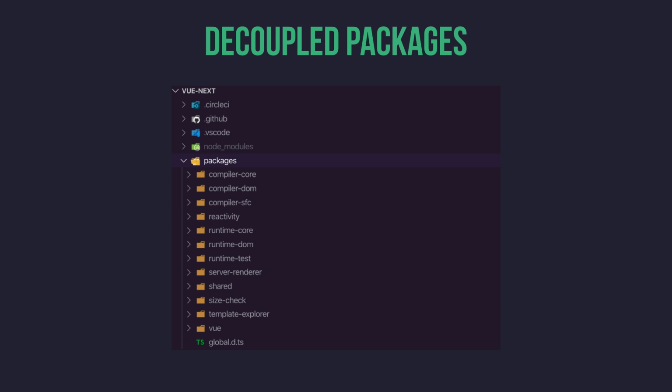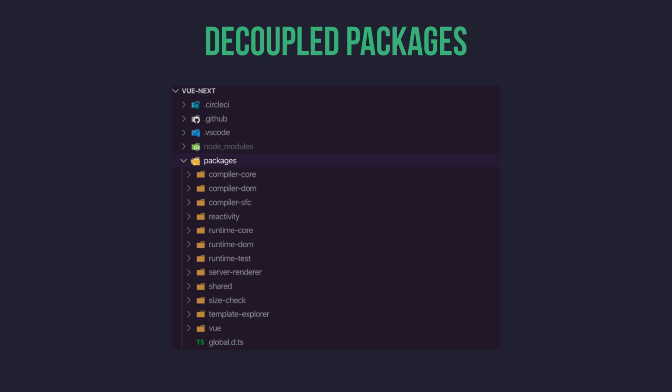So the runtime is also designed to be more modular. Runtime core contains everything that is platform agnostic. It does not assume the presence of Node API or the browser API. And then something like runtime DOM builds on top of core to make everything work in a browser.